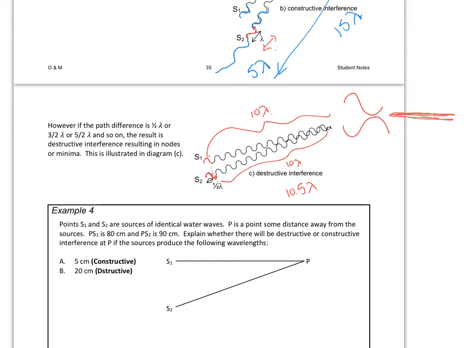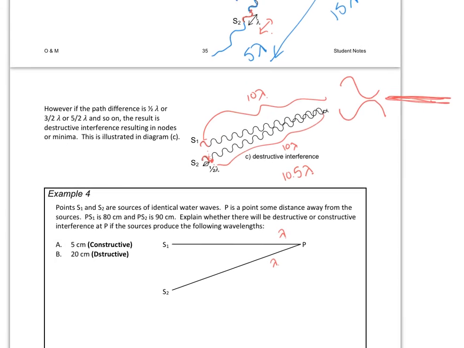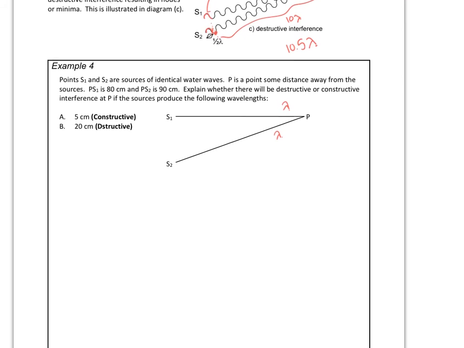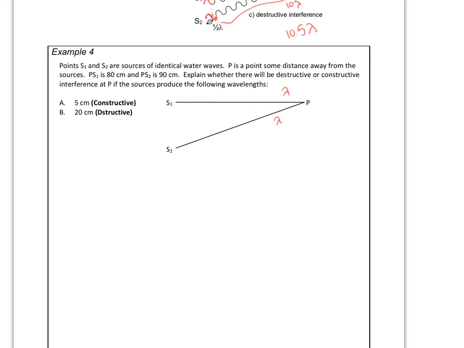To determine this, we just need to find out how many wavelengths fit in each of these paths. If they're both whole numbers, we know that it'll be constructive because they will end up adding together. And if one is a whole number and one is a half or fractional wavelength, then we are going to get destructive interference.